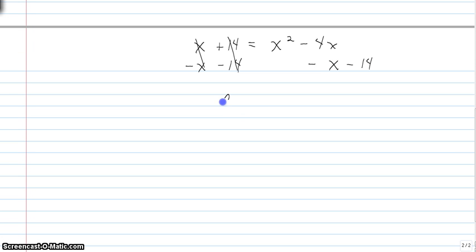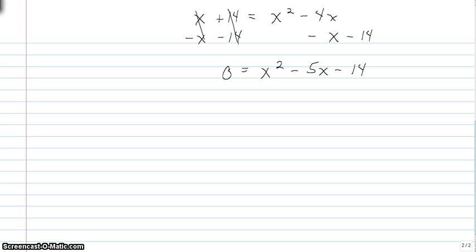And so we're left with 0 on the left side, and a quadratic expression on the right side, which looks promising that it will factor. And in fact, it will factor. And so from this factor, we get x is equal to 7. And from this factor, x is equal to minus 2.